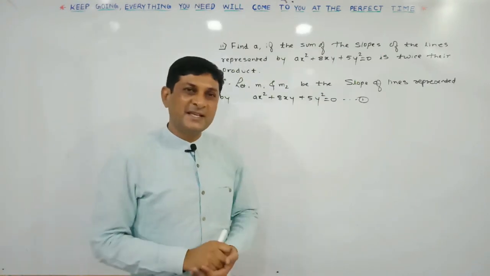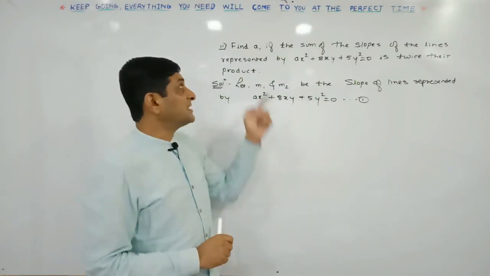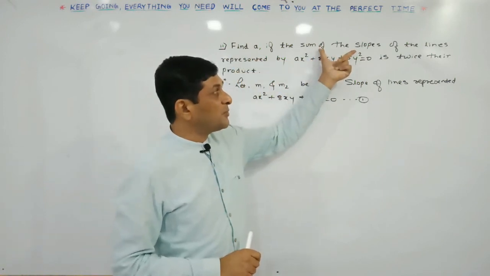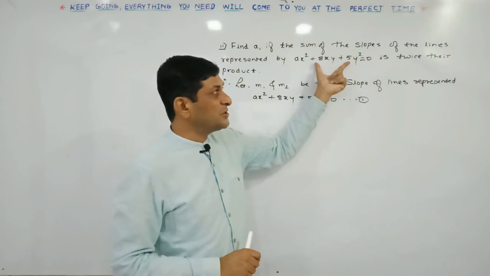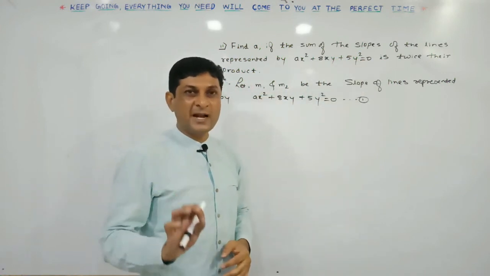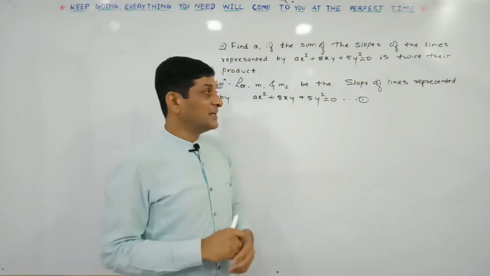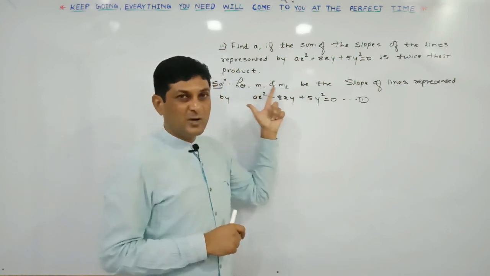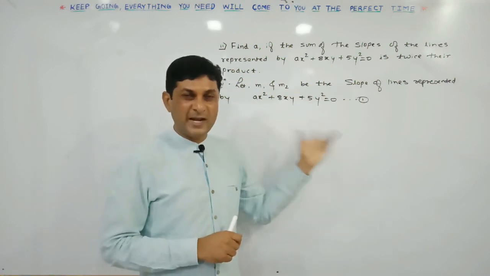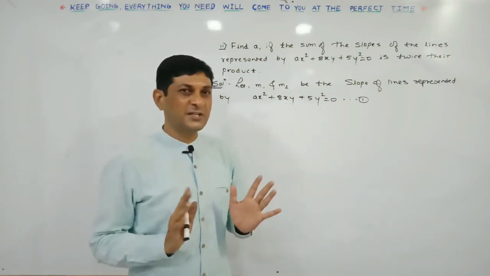So later on, see example number 11. In this example, we have to find the value of a using the condition that the sum of the slopes of the lines represented by this homogeneous equation is twice their product. Since the conditions in the example are related to slope, the slope of one line is denoted by m1 and the slope of the other line by m2. m1 and m2 are the slopes of the lines represented by the given homogeneous equation.